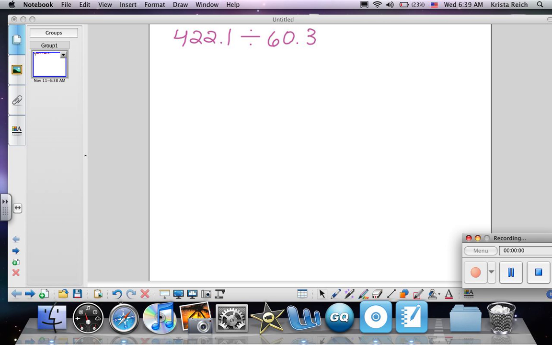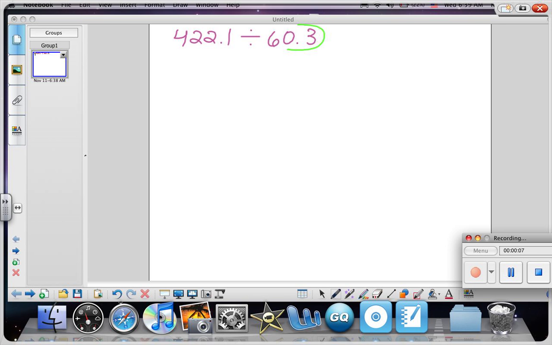Now we're going to be working with decimal division where our divisor is actually a decimal as well, which causes a problem, okay? You cannot have a decimal divisor. So we have to do some things first before we set up our problem.